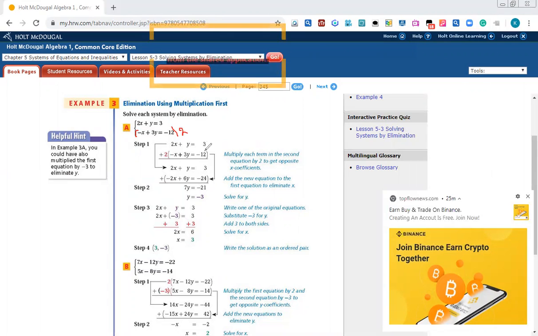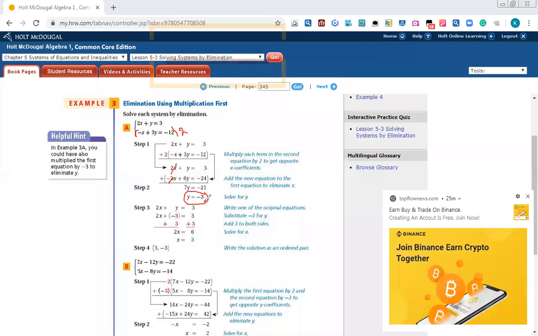Okay? Then now you can add these two equations. Add the first equation and then the second, the new equation. 2x plus minus 2x cancel. y plus 6y, 7y. 3 minus 24, minus 21. So now you have to find the value of y. So y equals minus 3.